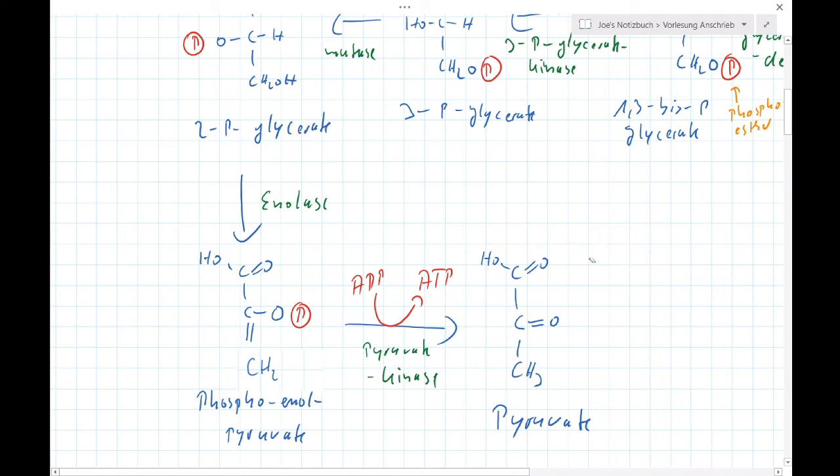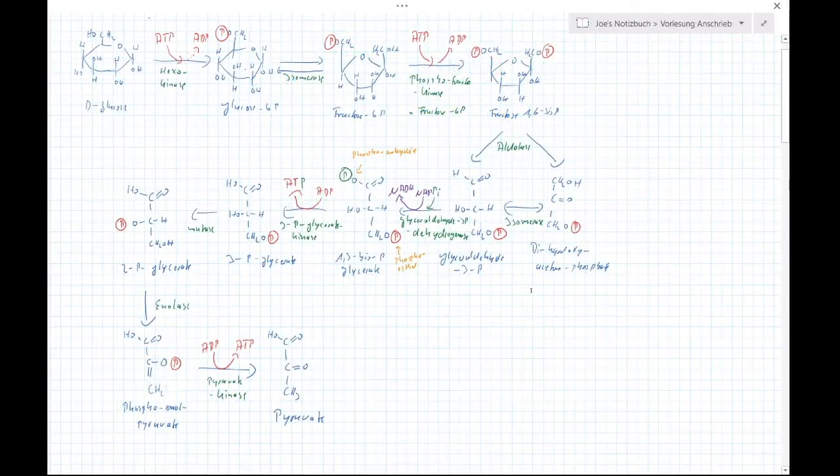And now let's count what we have produced net. If we oversee the complete reaction, what you realize is we have brought in an ATP here, we have brought in a second ATP here, and here we have generated an ATP, here we have generated an ATP. So at the end, this would say 2 ATPs in, 2 ATPs out. We have not gained anything.